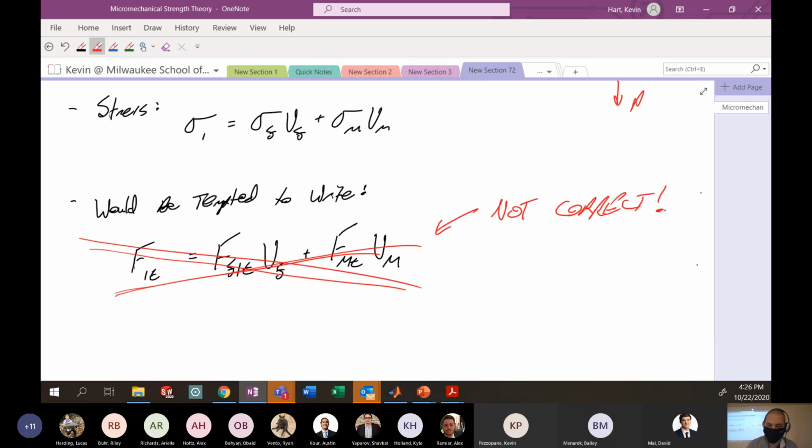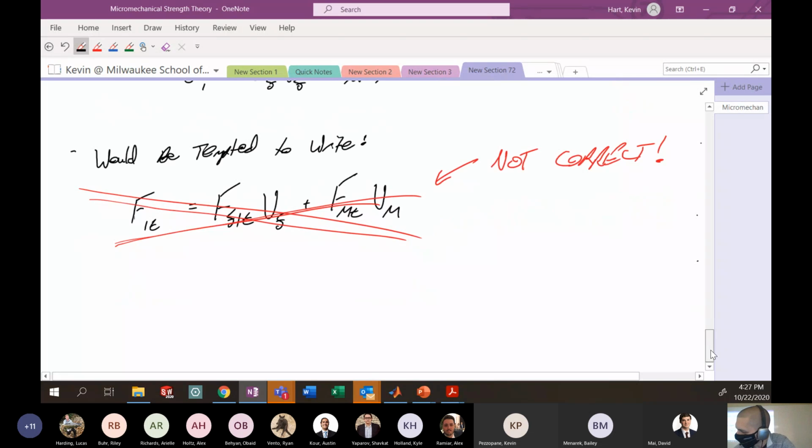Either the fibers are going to fail first, and that means basically your composite has failed, or the matrix is going to fail first. And again, your composite has failed. So the question is, when is that failure going to occur, and how do we determine what the stress is in the composite when one of the first two constituents fails? That's what we have to determine.